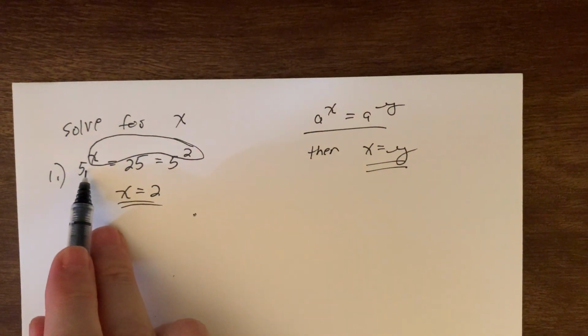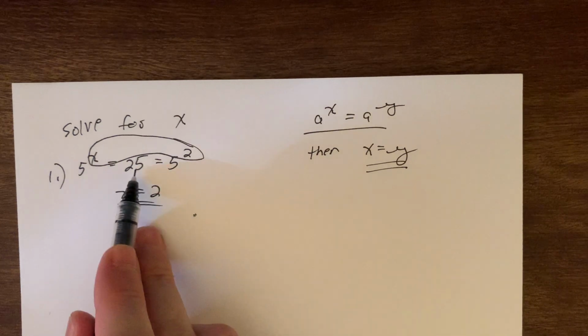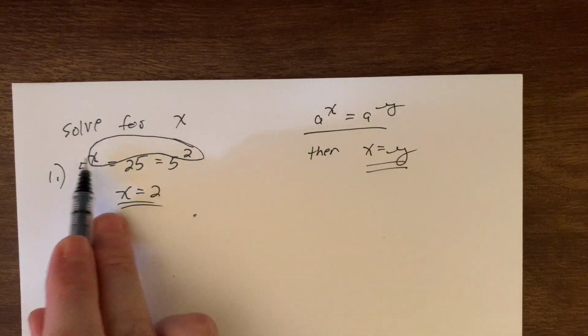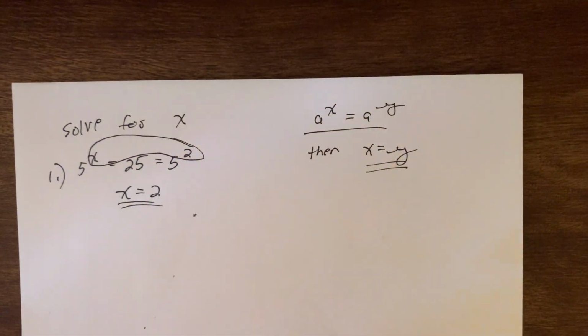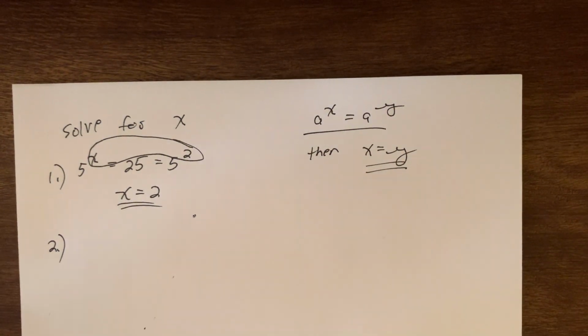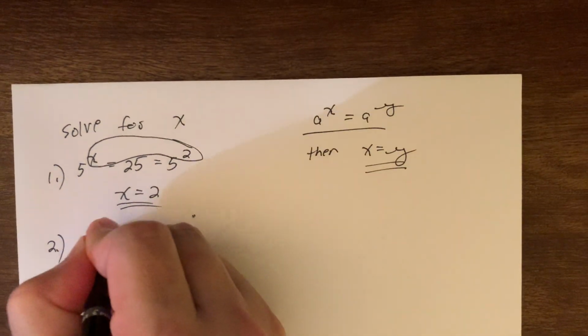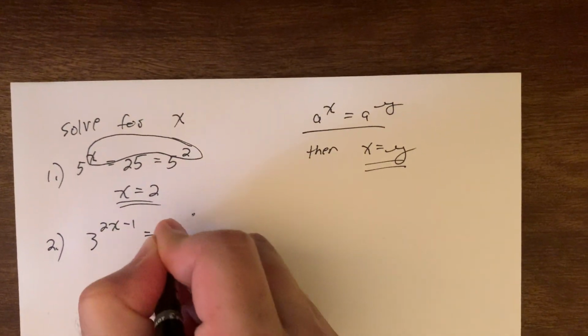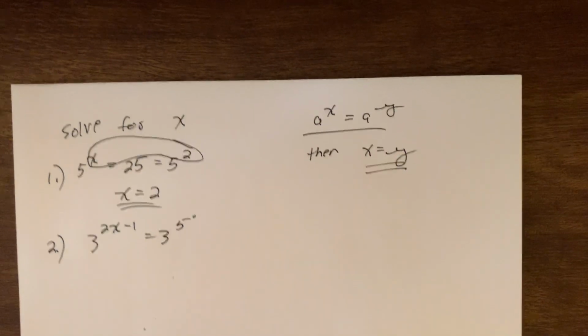You're already starting with a base of 5 over here. Realize 25 can be written as a base of 5. And when I do that, that directly connects and x equals 2. But now sticking with that, just the same idea but a tiny bit more complicated, what if I had 3 to the 2x minus 1 power equals 3 to the 5th power?